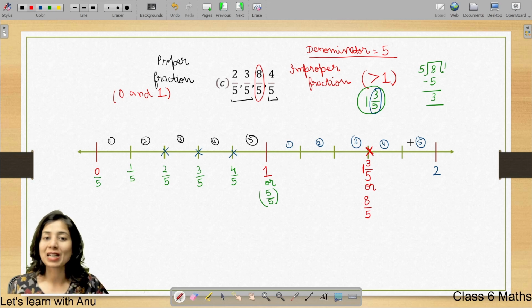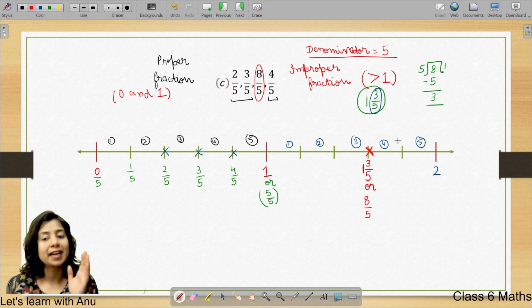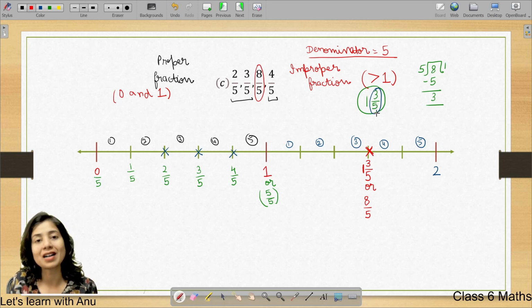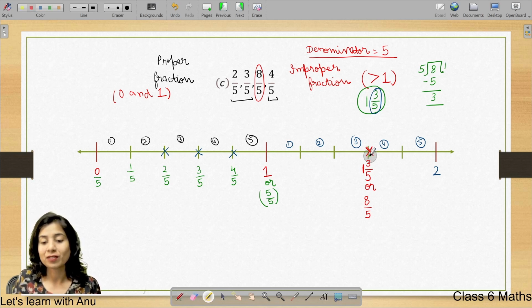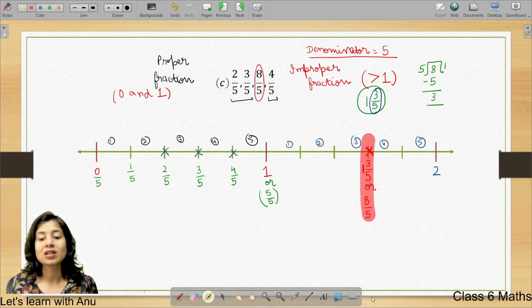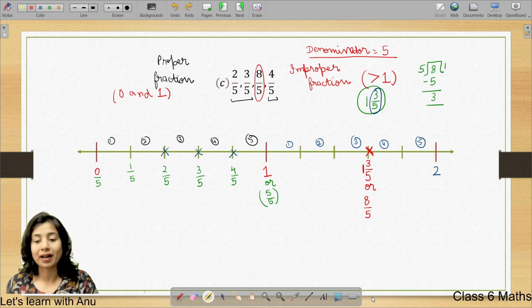I hope everyone understood it. It is not at all difficult, class, we just have to convert the improper fraction into a mixed fraction. Like we did with 8 by 5, we converted it into 1 3 by 5. So from this it is clearly inferred that it is lying between 1 and 2. Then divide the length between 1 and 2 into 5 equal parts and we can choose 3 by 5. So it becomes 1 3 by 5 or 8 by 5. I hope everyone understood it.